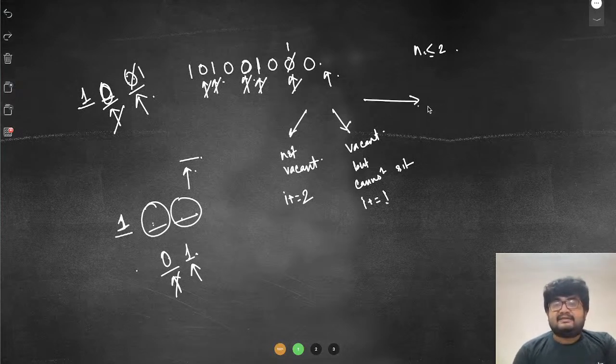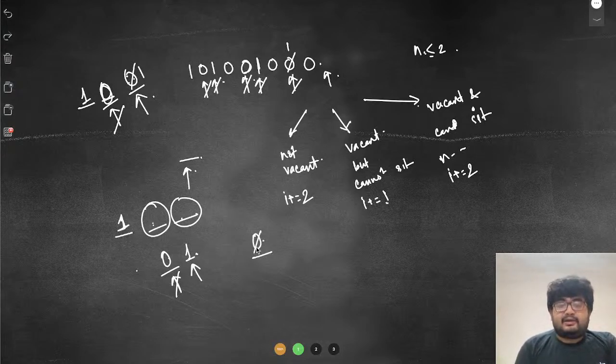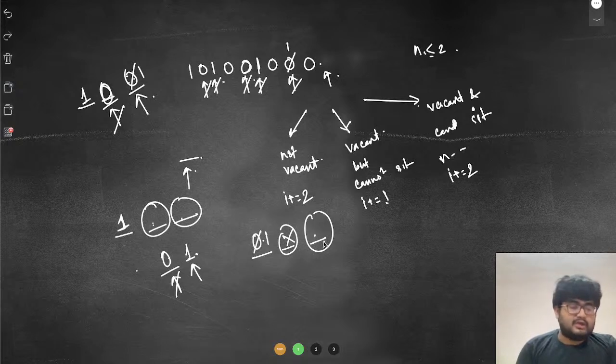And the third is vacant but can sit. Vacant and can sit. So in this case, we'll get the person seated here. So n--, 1 person is seated, and i += 2, right? Why? Because you had a 0 here, you are placing a person here. So in the next seat, you cannot place a person. The next position you can place a person is i += 2. So we'll directly go to i += 2. Right, so I think that should work.